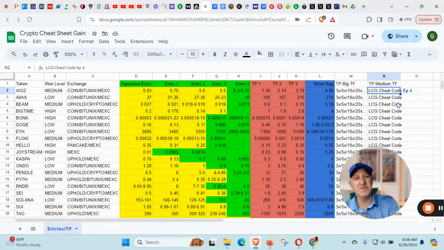So sometimes if coins haven't quite gotten to my 3x, maybe they're 2x, but my cheat code indicators say market top, local top, sell. I'm just taking profits all across the board, and I'll buy them back a little bit lower.